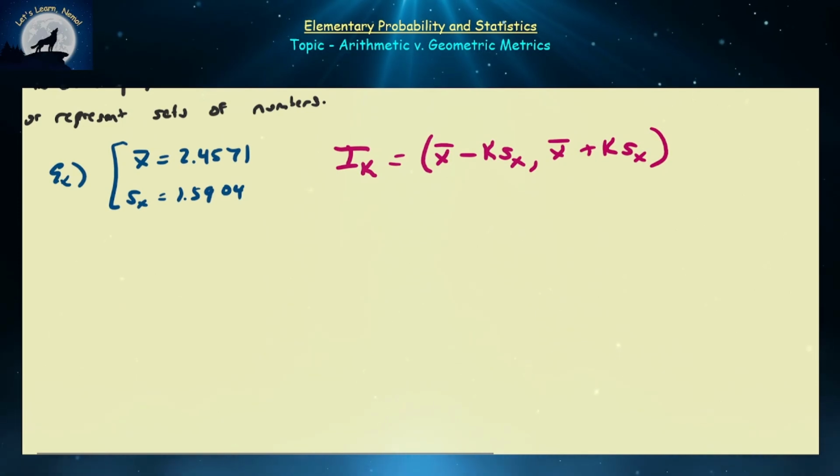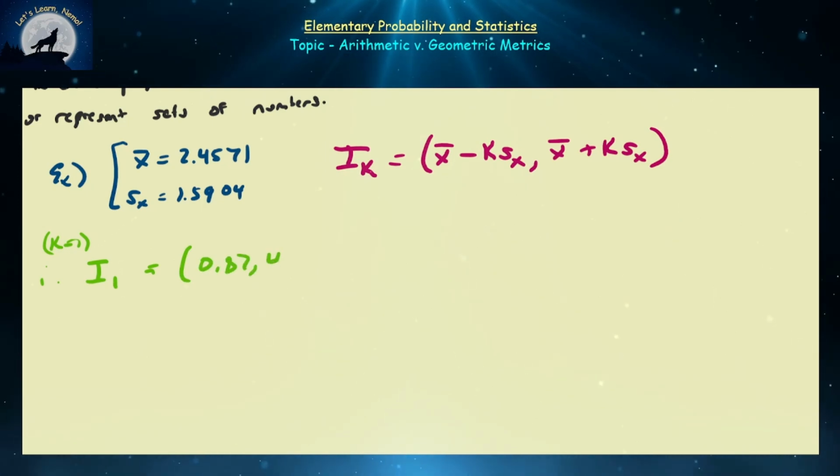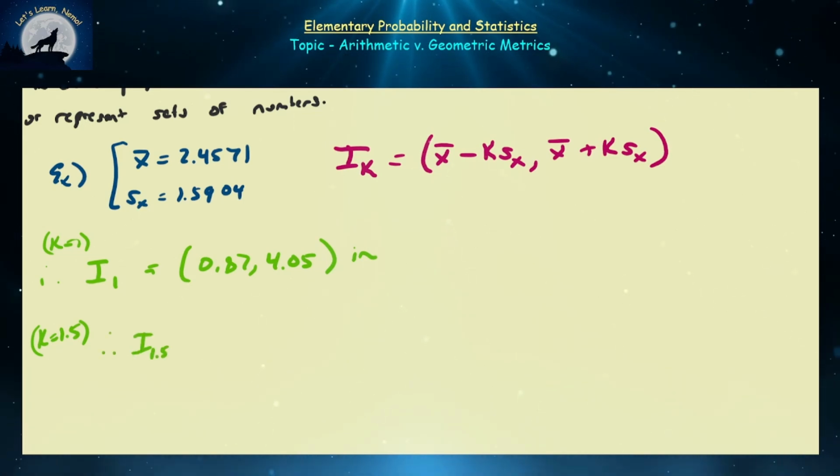If I were to construct an interval, let's call it, for example, I1, so k is equal to 1, so it's one standard deviation from our sample mean, then I1 is approximately 2.4 minus 1.5 and 2.4 plus 1.5, which is approximately 0.87 and then 4.05 inches. And if I were to take k equal to 1.5, so I take 1.5 multiplied by the standard deviation, add and subtract that to the mean, then I 1.5 will be approximately 0.55 and then 4.37, so obviously a little bit wider.